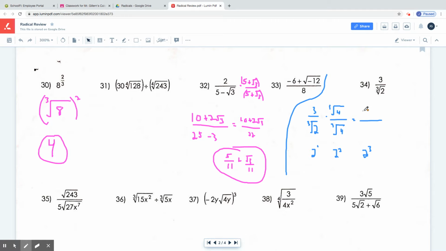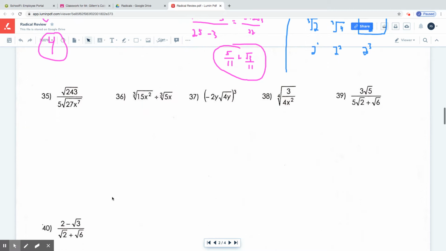All right. So I get 3 cube root of 4, which is, the cube root of 2 times cube root of 4 is cube root of 8, which is just 2. There's your answer. 3 cube root 4 all over 2.